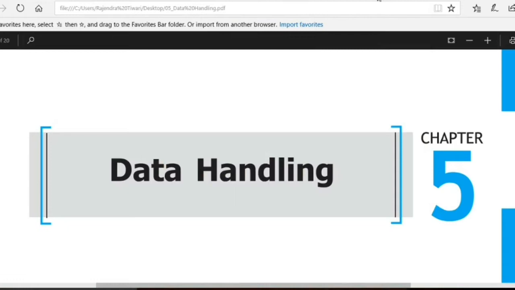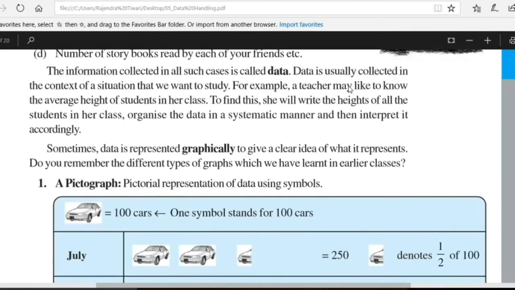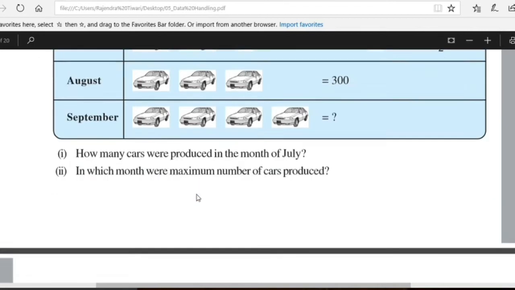Today I am going to start chapter number 5, data handling. In the previous classes, you already studied how to represent data. There are three types of representation you already studied. First is pictograph, like this. In this method, you show the data in picture form. This is called pictograph.